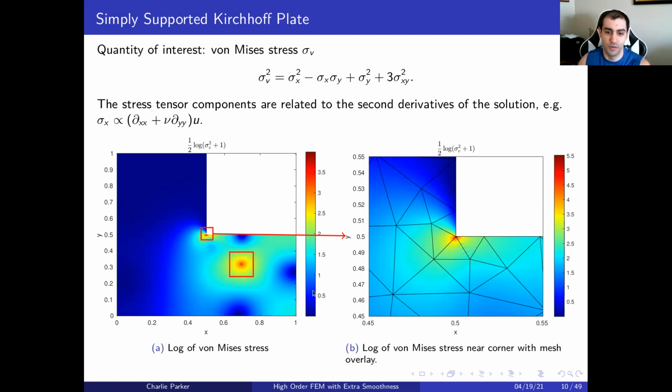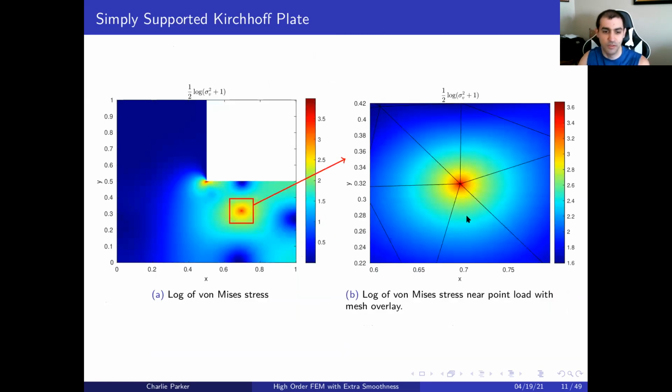But the main thing with high order is that, if we zoom in on this corner, there's a singularity in the stresses, but it's isolated to just the elements that directly touch the corner, as you can see with the oscillations in the stress here. And it actually blows up at the corner. Whereas if we zoom in on where the point load is, everything is nice and smooth.